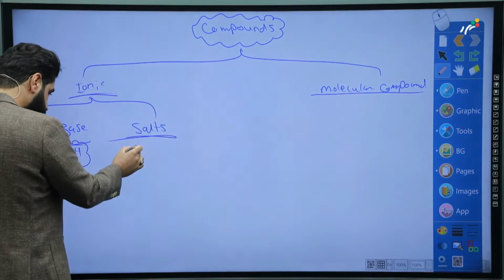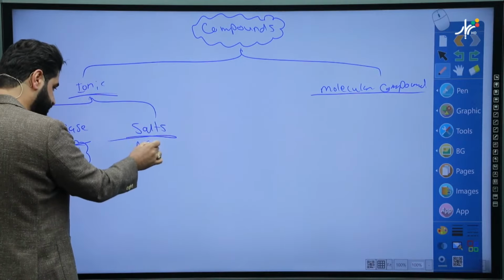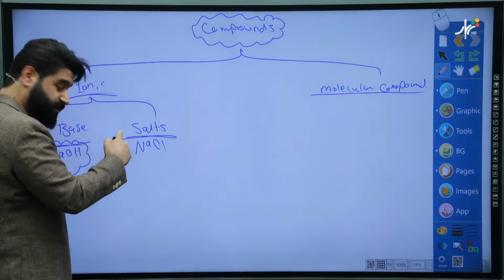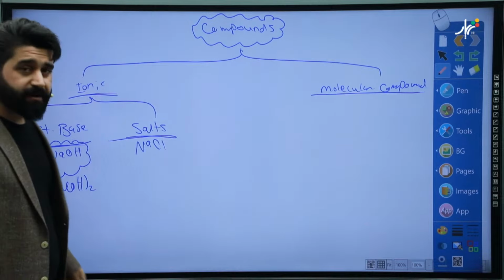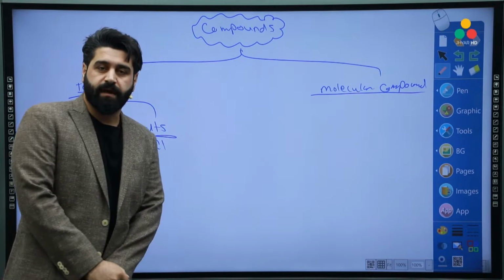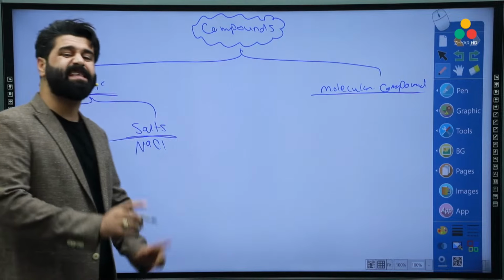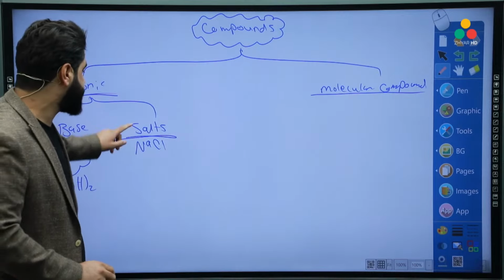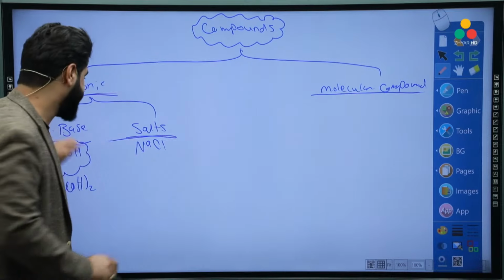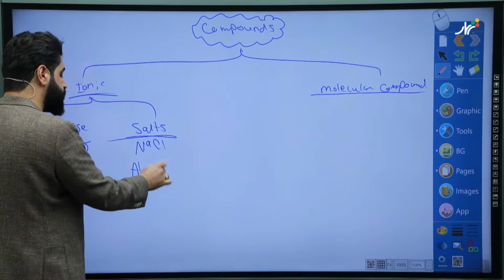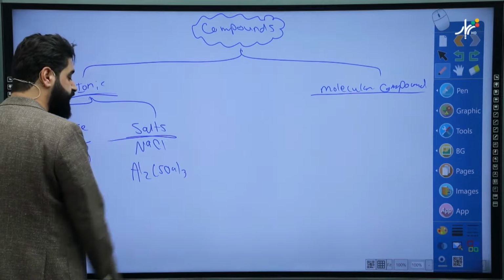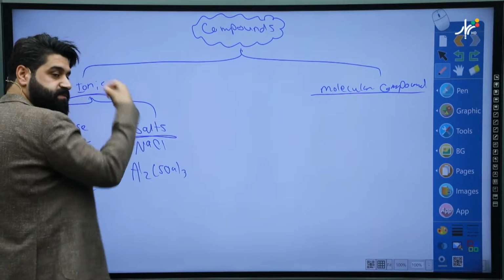Look, such as NaCl, your beloved salt. When I ask most of my students to tell me one example of a salt, immediately I knew that they would say NaCl. And for example, Al2(SO4)3, aluminum sulfate.